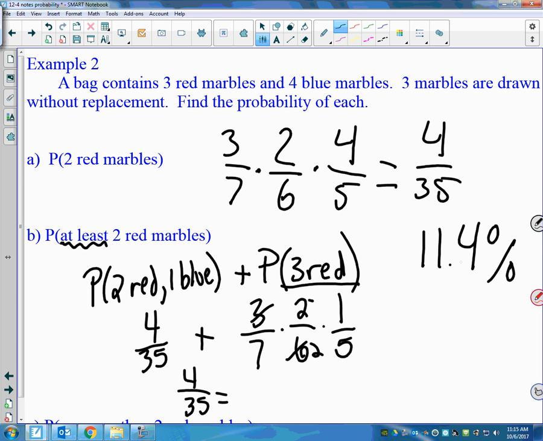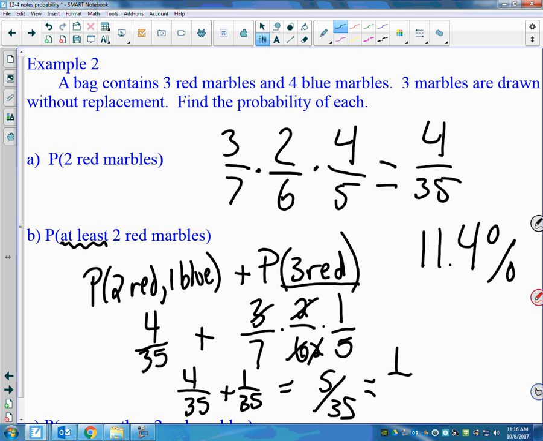Because I just simplified my 3 and my 6, and then I divided my 2's, which just leaves me with 1 out of 35. And the nice thing is that's a common denominator, right? That's just 5 out of 35. So changing it from at least 2 red, it really only increases it just a tiny little bit, right? It's 1 over 7.